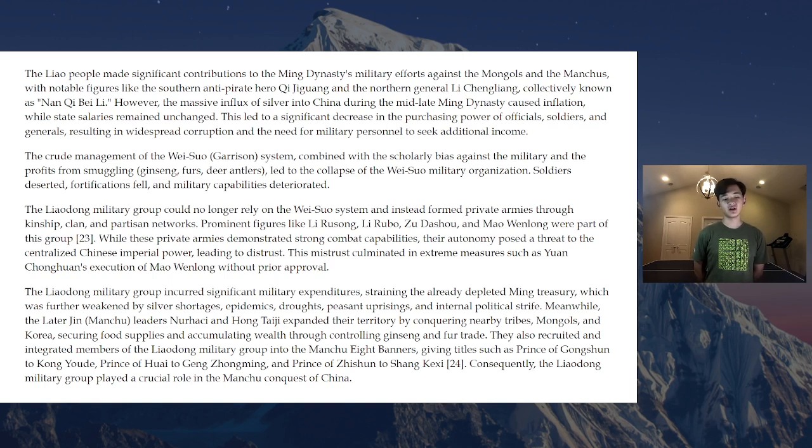This private army demonstrated strong combat capabilities, but their autonomy posed a threat to the centralized Chinese imperial power. The Liaodong military group incurred significant military expenditures, straining the already depleted Ming treasury, and this was further weakened by silver shortages, epidemics, droughts, peasant uprisings, and internal strife. As a result, the Liaodong military group played a crucial role in the Manchu conquest of China.